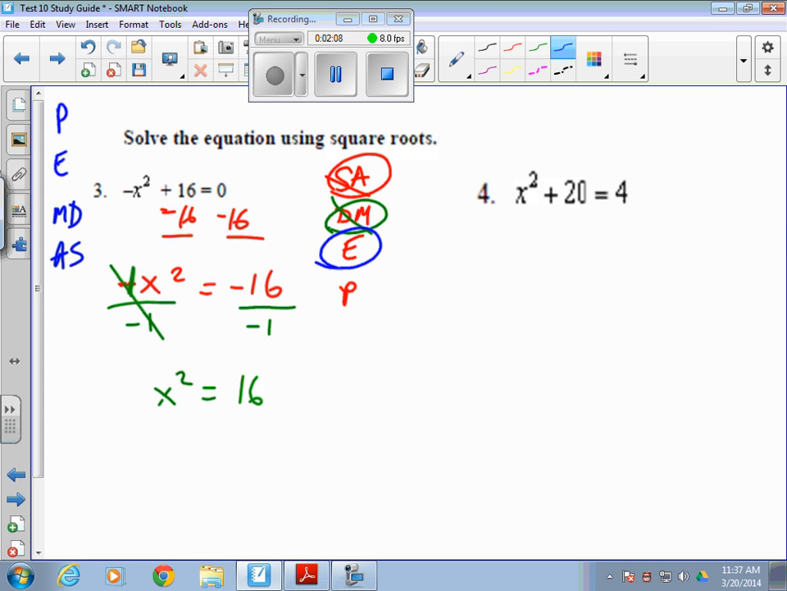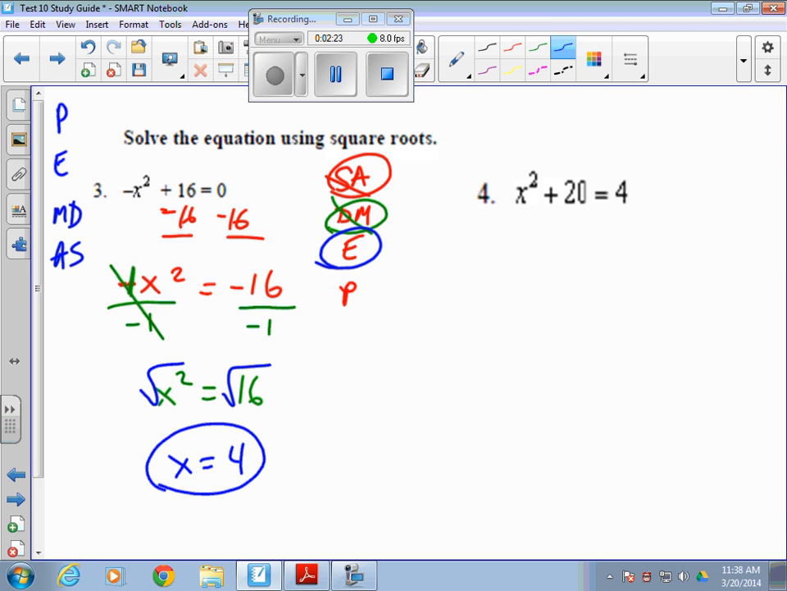The last thing, exponents. Get rid of that x squared by taking the square root of it. If you take the square root of the left side, you do the same to the right. x equals, what times itself is 16? Both 4 and negative 4.